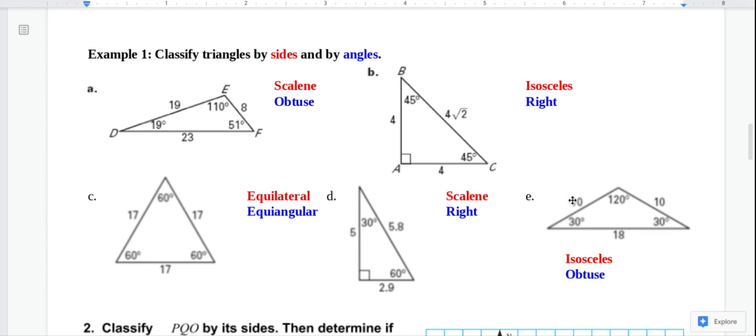E, look first at the sides, 10, 10, and 18. So we have 2 sides the same, 10 and 10. It is an isosceles triangle. Then at the angles, 30, 30, and 120. 120 is more than 90, so that's an obtuse angle, so it's an obtuse triangle.